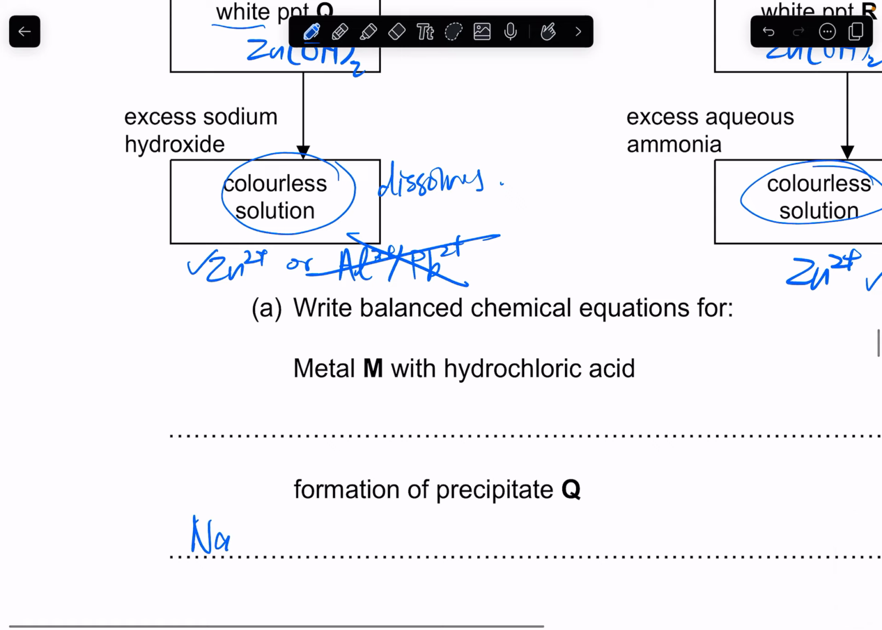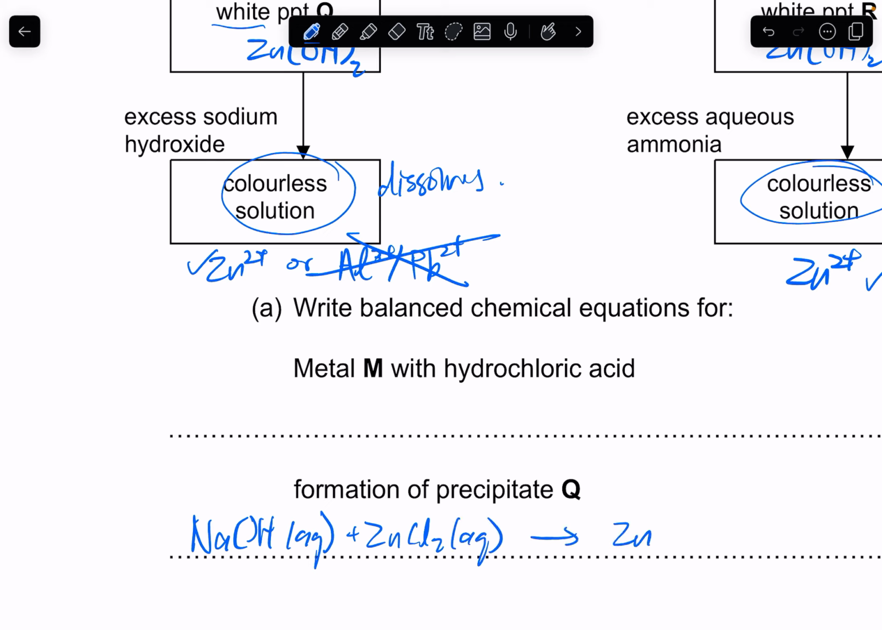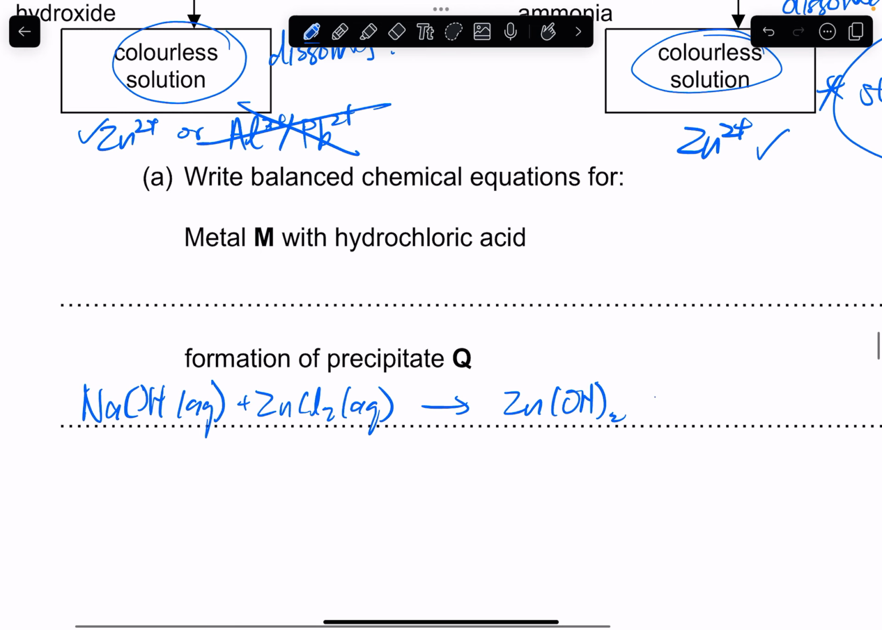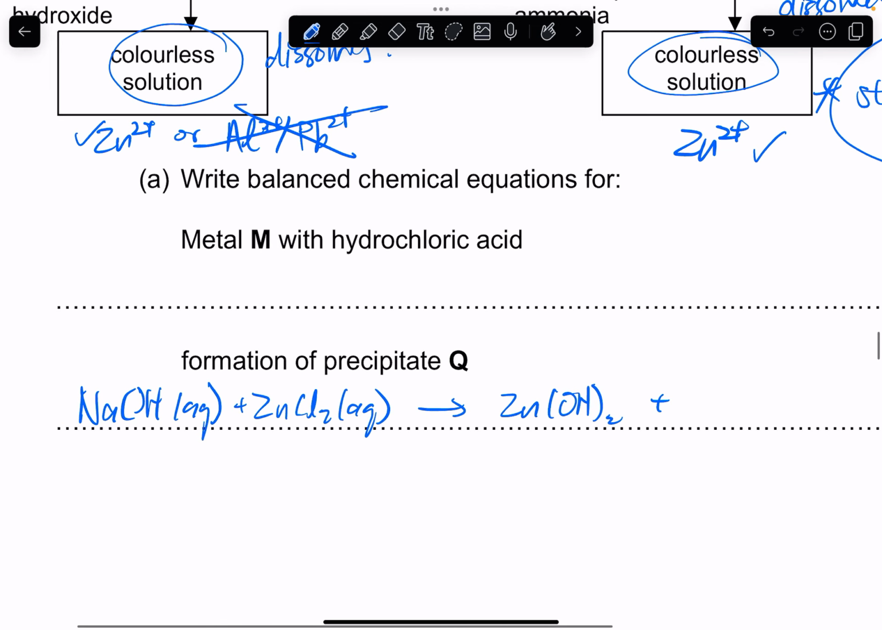I add NaOH to zinc chloride. I get zinc hydroxide. And what is left?